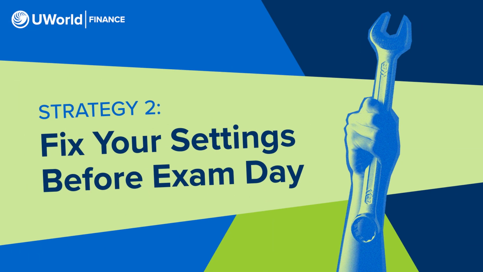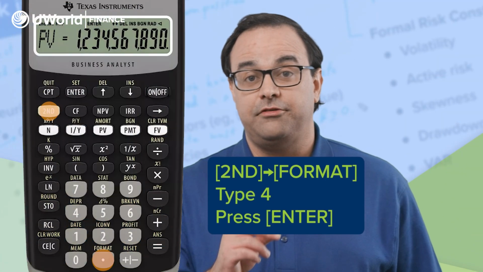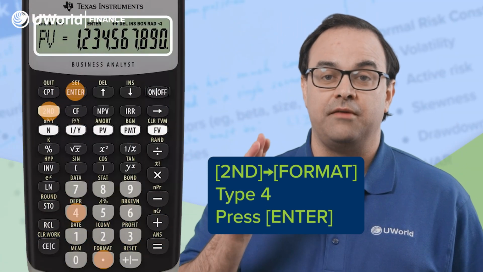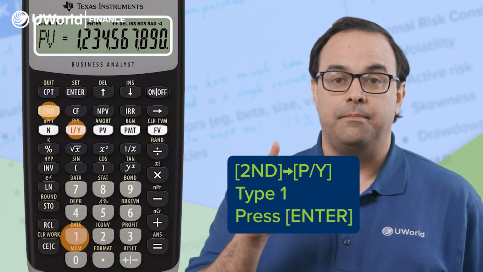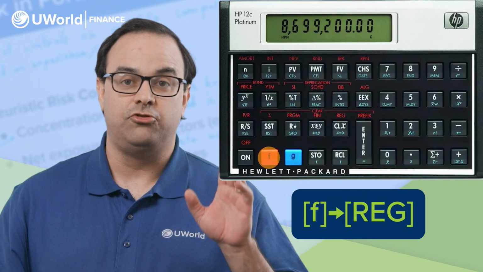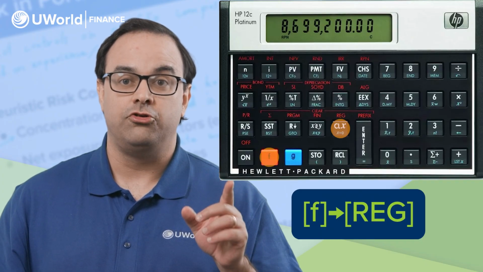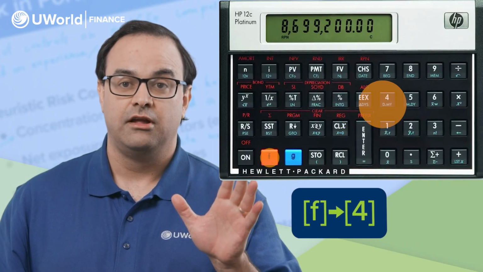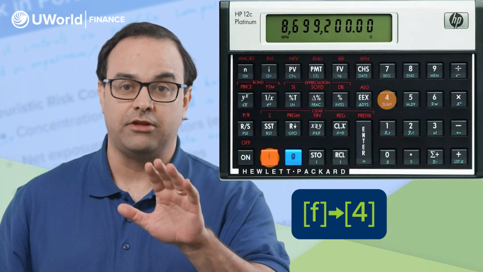Strategy 2. Fix your settings before exam day. On the BA II Plus, set your decimals to 4 or 5 places and make sure the P/Y input is set to 1. I've seen candidates tank a lease valuation question because the calculator defaulted to 12 periods. If you're using the HP12C, make sure your RPN stack is clear and your decimals match your practice work.